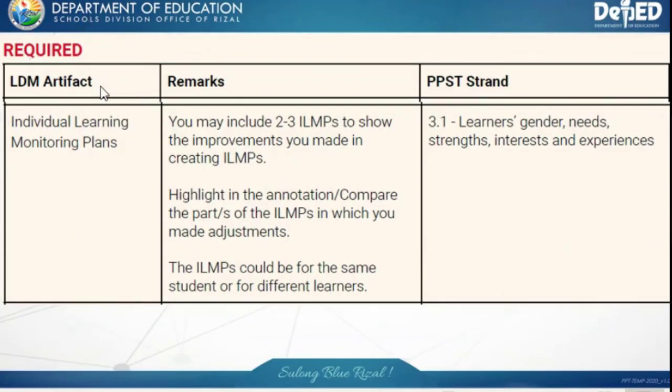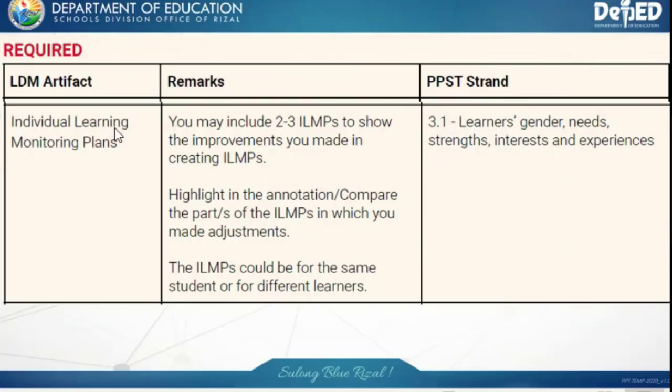LDM artifact, first column. The second column, which is the most important part, is yung ating mga artifacts na kailangan. And the third column is the PPST strand. Kung ilalagay natin ito sa ating IPCRF, so ito yung mga pwede nating pagsingitan, yung mga objectives na ito. So this is 3.1 objective.